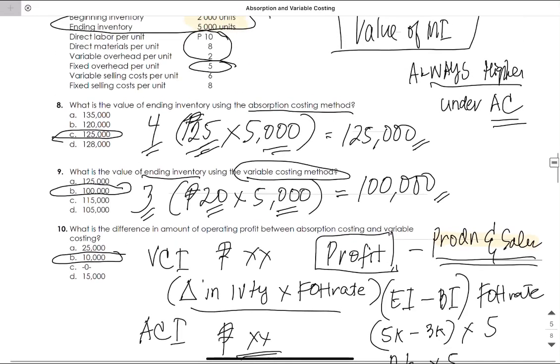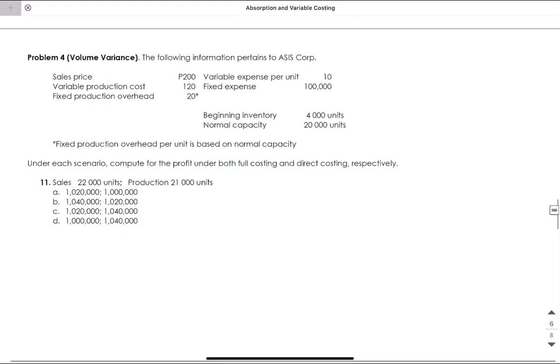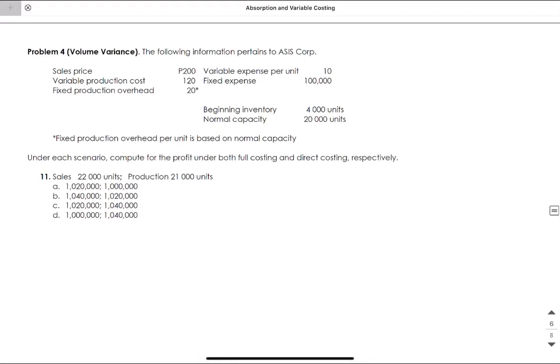So that's it for this problem. Let's proceed to problem 4. In problem 4, we're going to include in our discussion the effect of volume variance. You have probably learned volume variance in your cost accounting course, specifically under standard costing and variance analysis. We're not going to talk about all variances here, but only volume variance. Let's read the problem. The following information pertains to ACES Corporation. You are given the sales price and variable production cost. The variable production cost is composed of the 3 components.